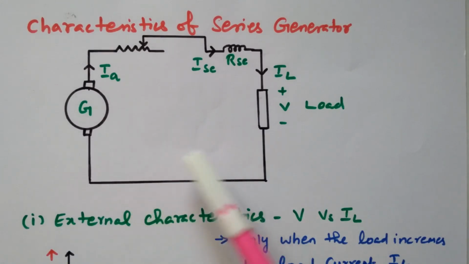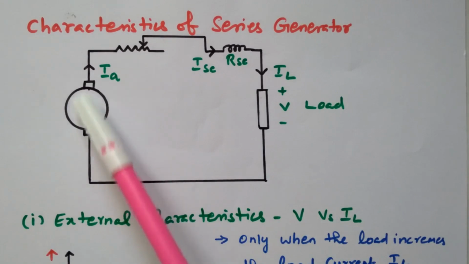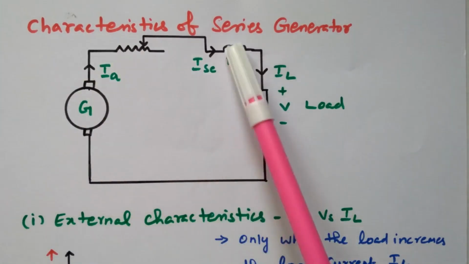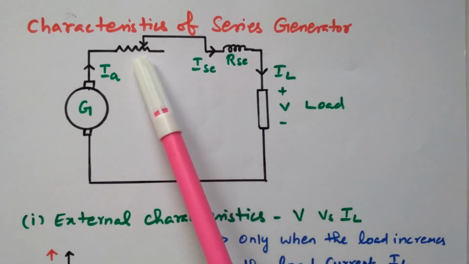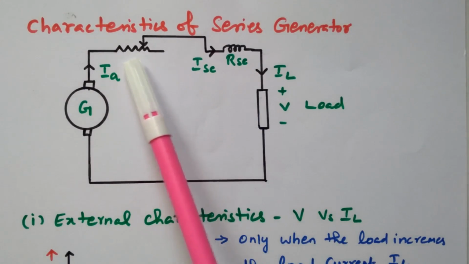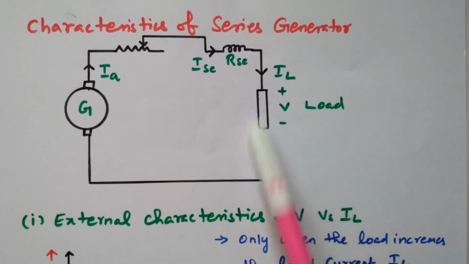Now we'll see the diagram. This is the generator, the rotating part. This is nothing but a brush. The field coil is available. All are connected in series. In order to control the current flowing through the armature, a resistor is available. By adjusting that, we can control the flow of current. This is the load terminal, right? This V is the load voltage.